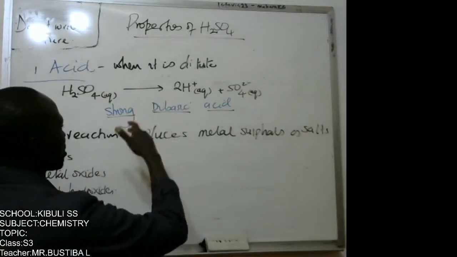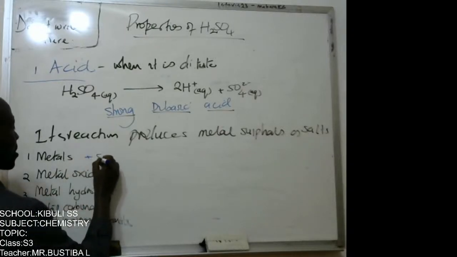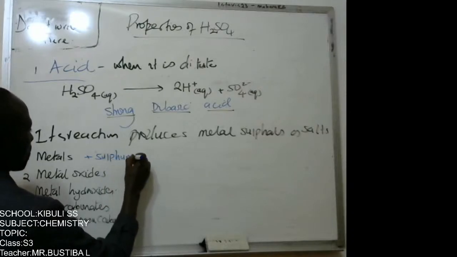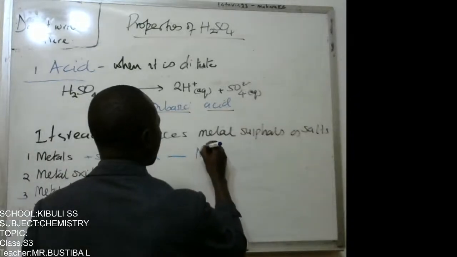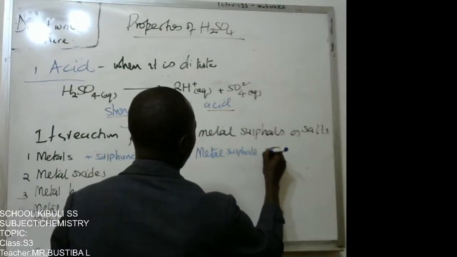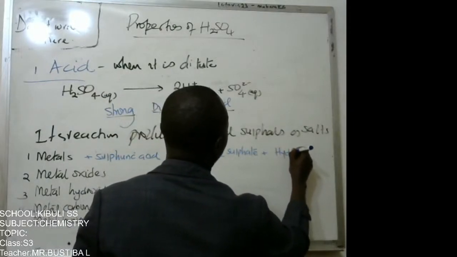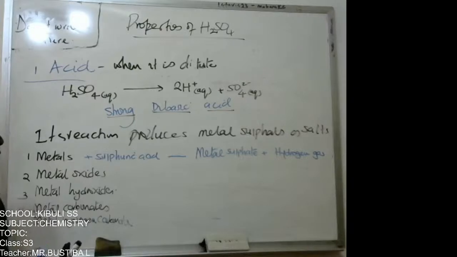Meaning blue litmus turns to red. So what do you remember? A metal with sulfuric acid. This time it is sulfuric acid. So metal plus sulfuric acid. What shall we get? We are going to get here a metal sulfate. What else will be given out? Hydrogen gas. Now you can fit it and write the equation depending on the metal, and you get the answer right and balanced.